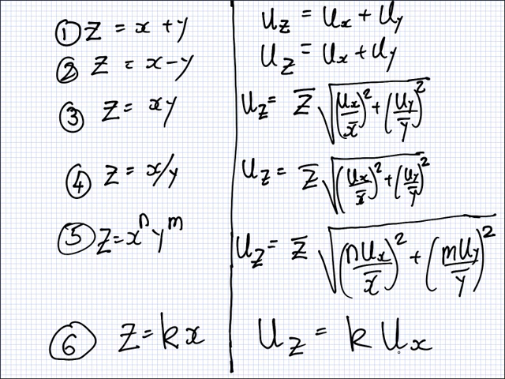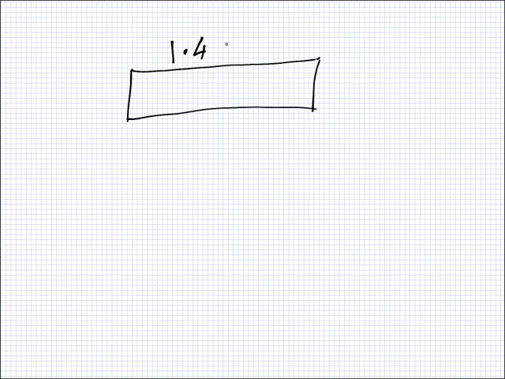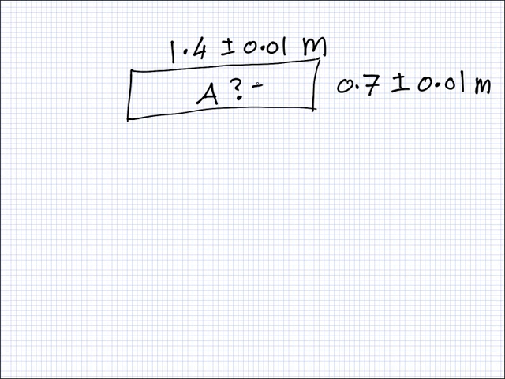I want to do a couple of examples with you just to make sure you got these formulas. So look, here's a rectangle. And let's say we measure this side to be 1.4 plus or minus 0.01 meters, and this side is 0.7 plus or minus 0.01 meters. My question is, what is the area and what is the uncertainty? So I want to know, what do you think the area is and what could be your mistake?